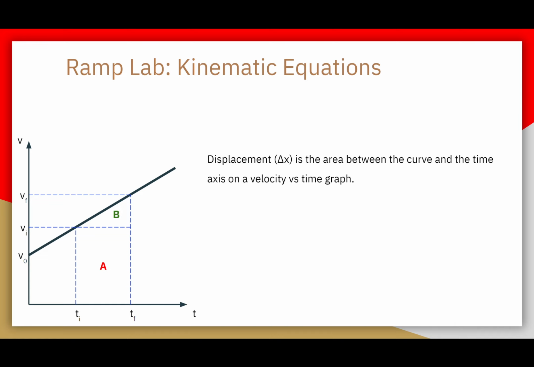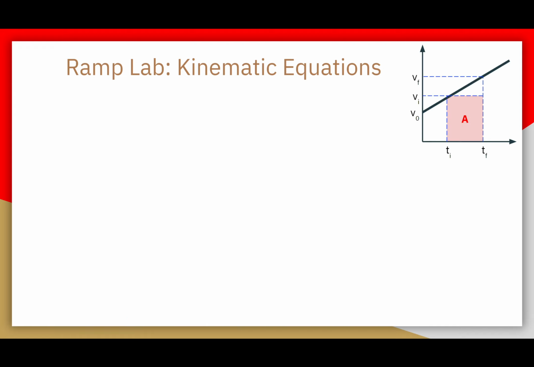Once I have those individual areas, I'll add them together to figure out the displacement within this time interval. I'm going to focus on area A first, which is that rectangular region. So delta x, subscript A, is the change in position of region A.